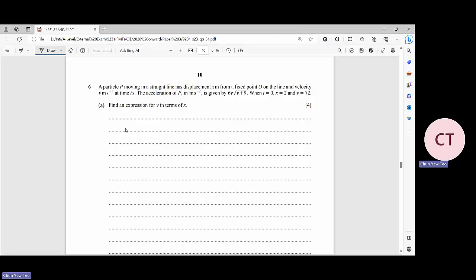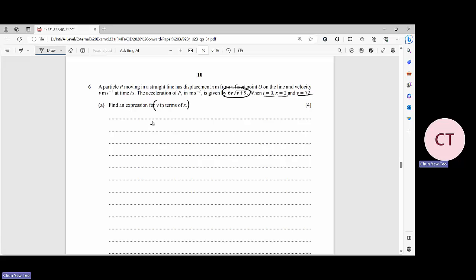Okay, now we take a look at question number 6. A particle P moving in a straight line has displacement x meter from a fixed point O on the line and velocity v meter per second at time t second. The acceleration of P in meter per second square is given by 6v square root of v plus 9. When t equal to 0, x equal to 2, and v equal to 72. Find an expression for v in terms of x.